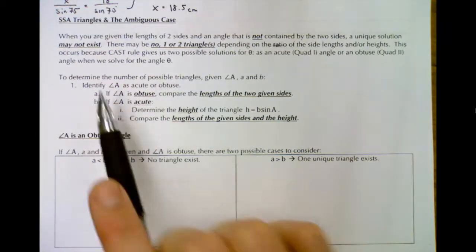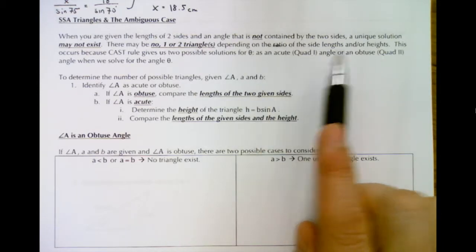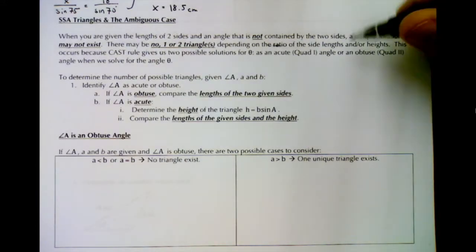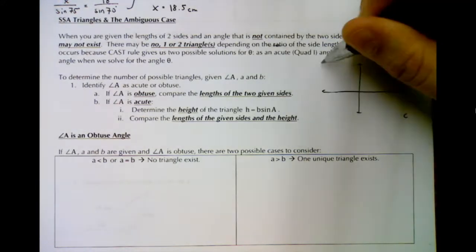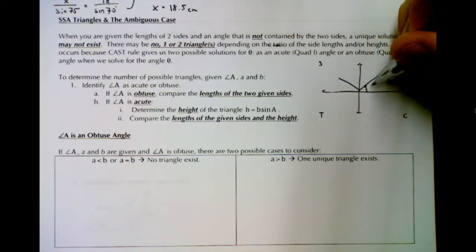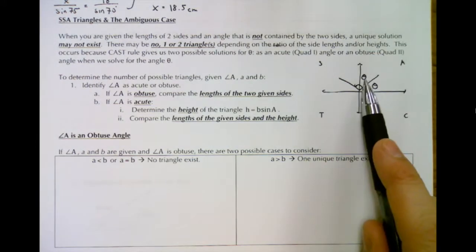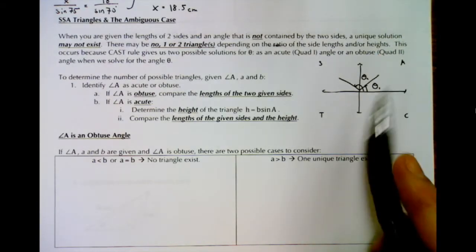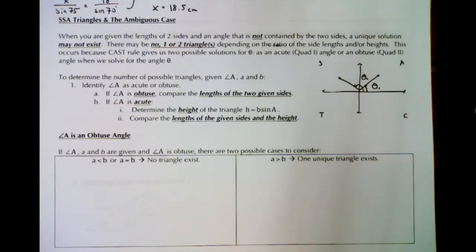This occurs because the CAST rule gives us two possible solutions for an angle, as an acute angle or an obtuse angle, when we solve for an angle using sine law. And if you think about the CAST rule, you'll remember C-A-S-T, I could have an angle in either of these quadrants, a theta or a theta, that when I do sine of either of those angles, I get the same ratio because sine is positive in both of these quadrants. And that creates a little bit of a problem. Or it creates a solution.